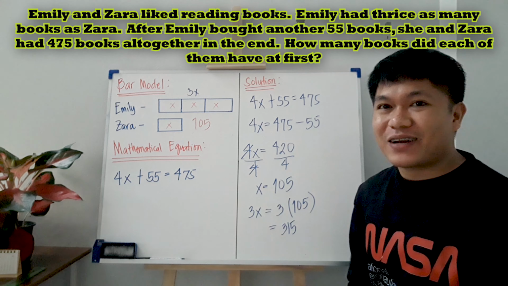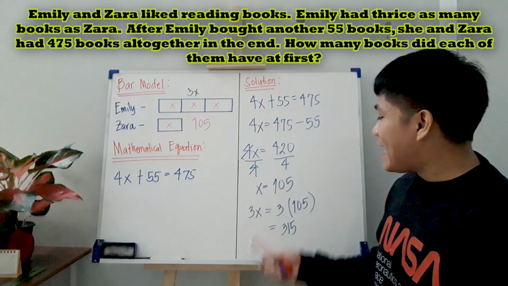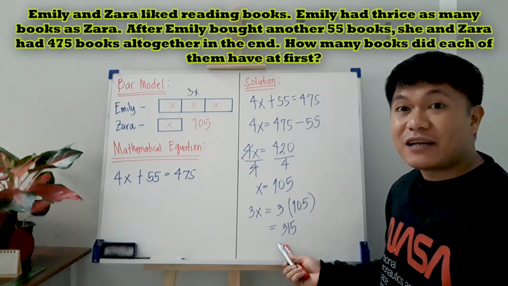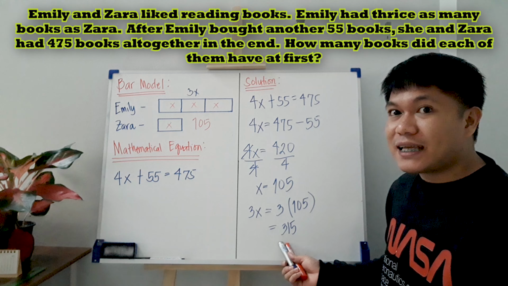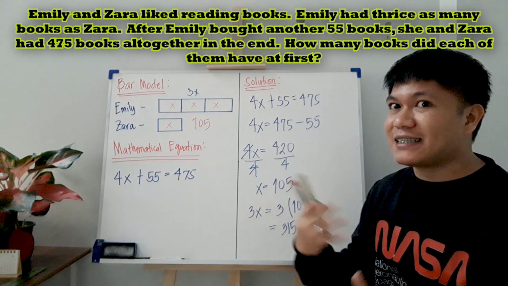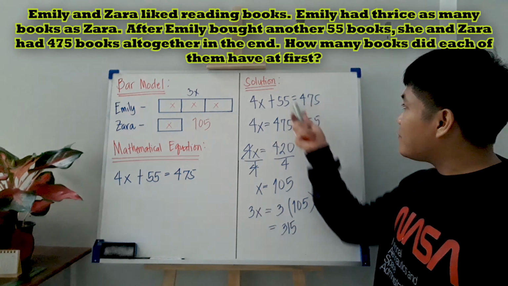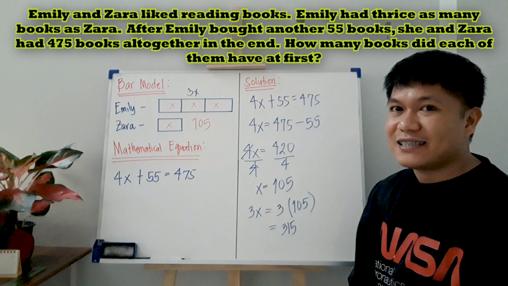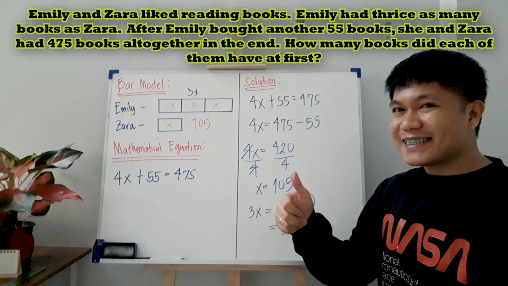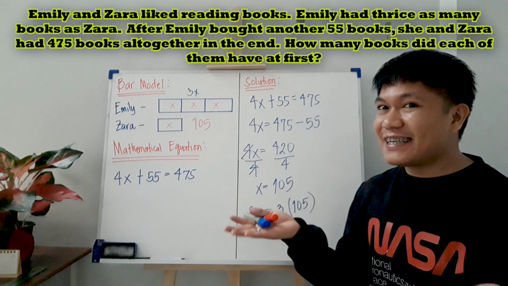Now, to check whether our answer is correct, we are going to add 105 plus 315, that is 420, plus the 55 books that Emily bought. That will be equal to 475. Did you get it?